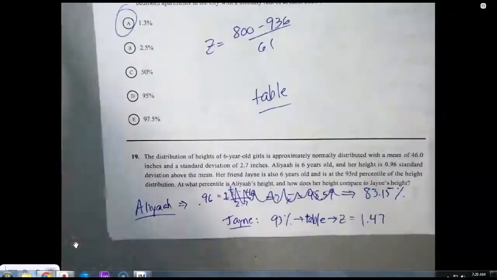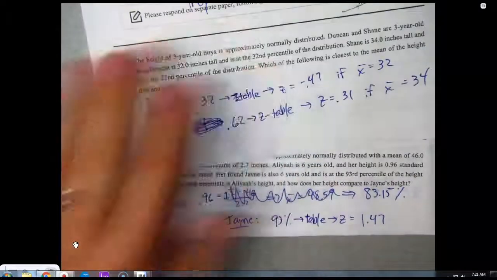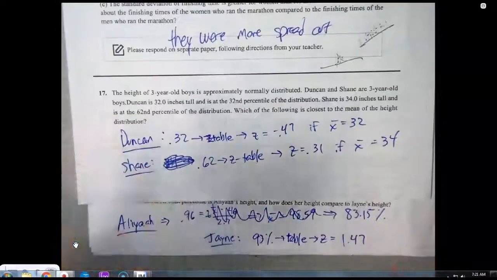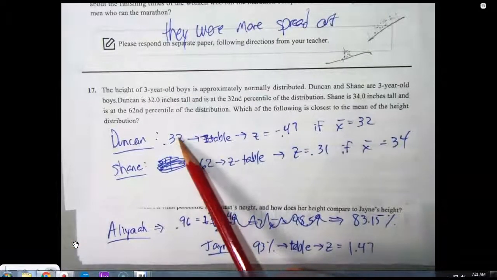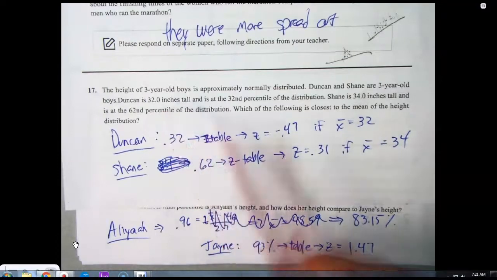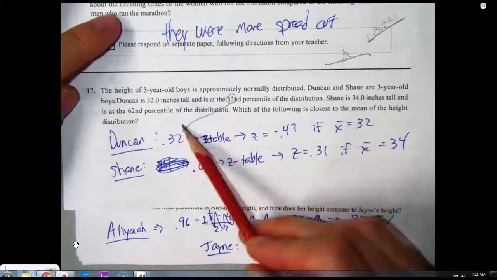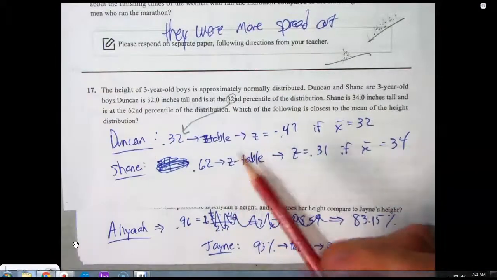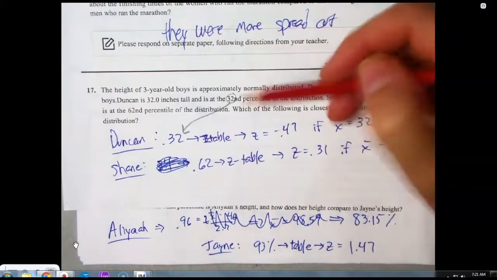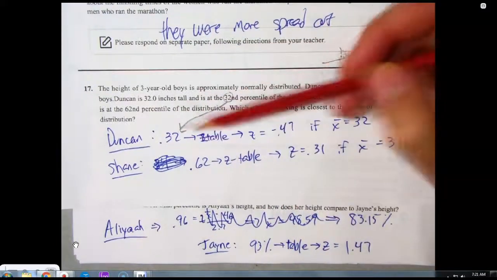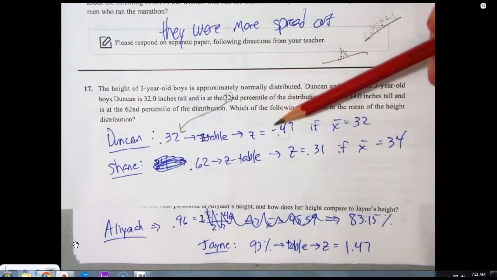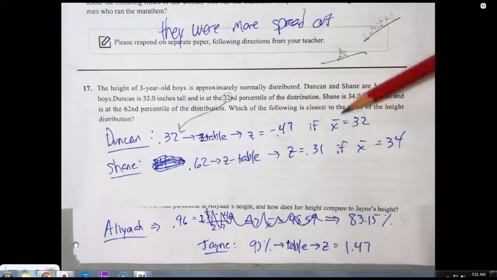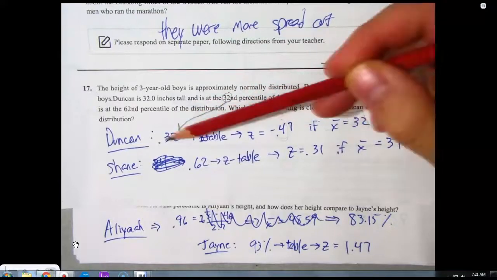17. This 17 is very tough. I'll do the best I can to explain it. So Duncan, 32nd percentile. There's two 32s, so I'm indicating which one I used where. 32nd percentile, so I looked up 0.32 in the table, and I got -0.47 for my z. And then I just wrote this here to remind myself: these numbers go together.